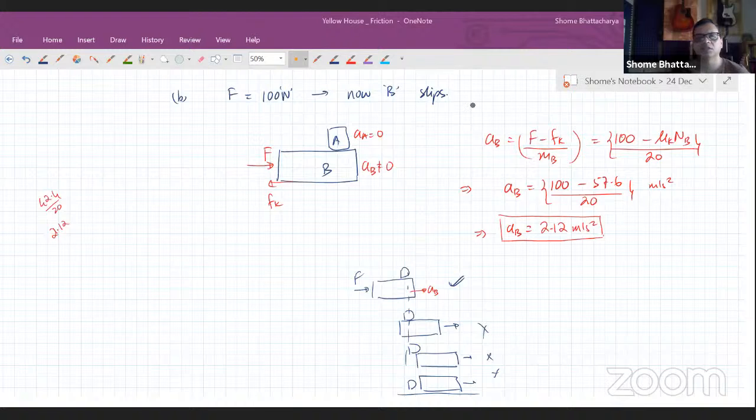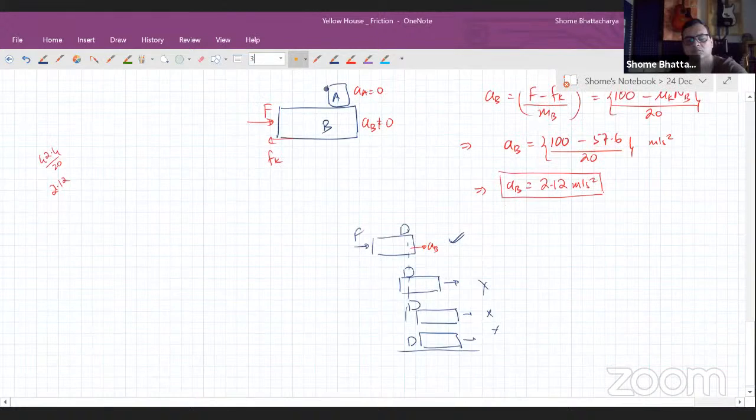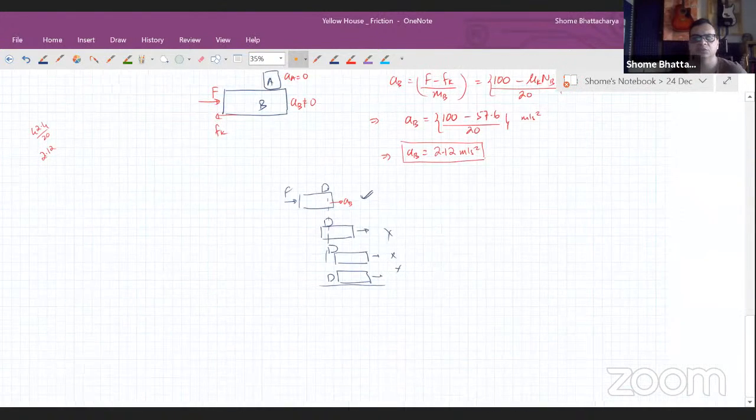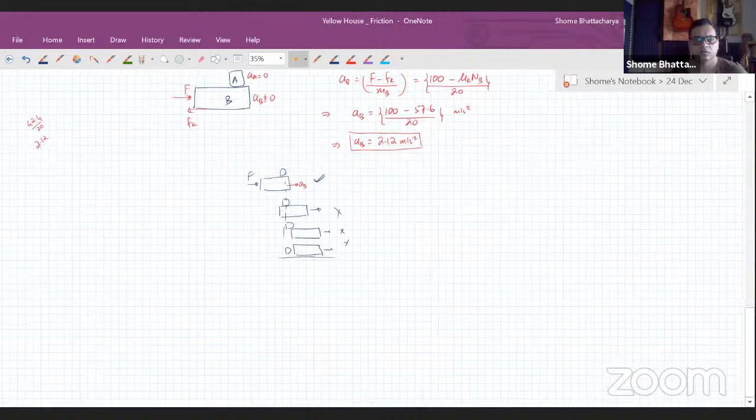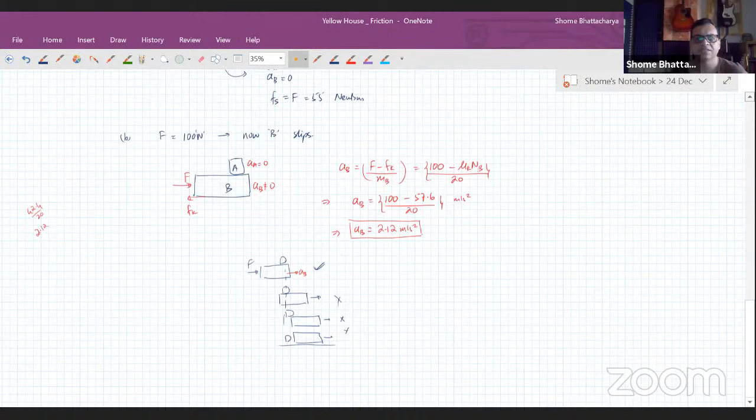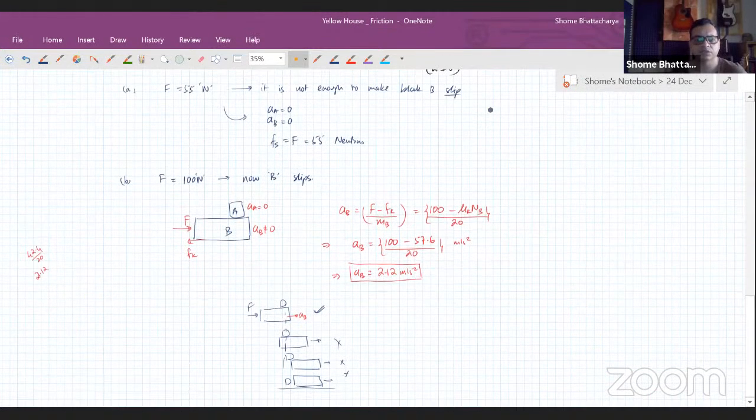Okay, so hope both the parts are clear. First part is very simple, because the force you are applying is less than 60 newtons. Now we saw the maximum friction. Yes, that's correct, Anmol. So A stays stationary with respect to the ground till it rolls over or slips over like this. So B is slipping from under A.